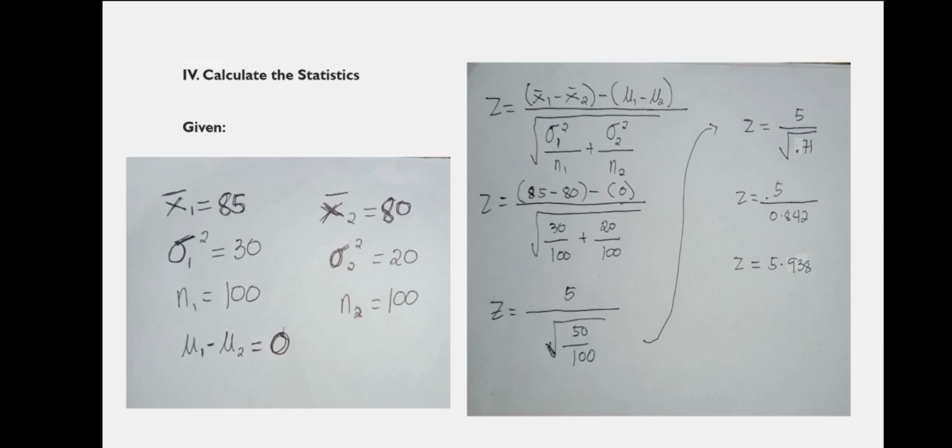Then calculate the statistics. The z-test statistic for two sample means is calculated. First, we identify the given values. The sample means for the two groups are 85 and 80. They have variances of 30 and 20, and they both have a sample size of 100. Then plug these values into the formula. Now we get the z computed value, which is 5.938.